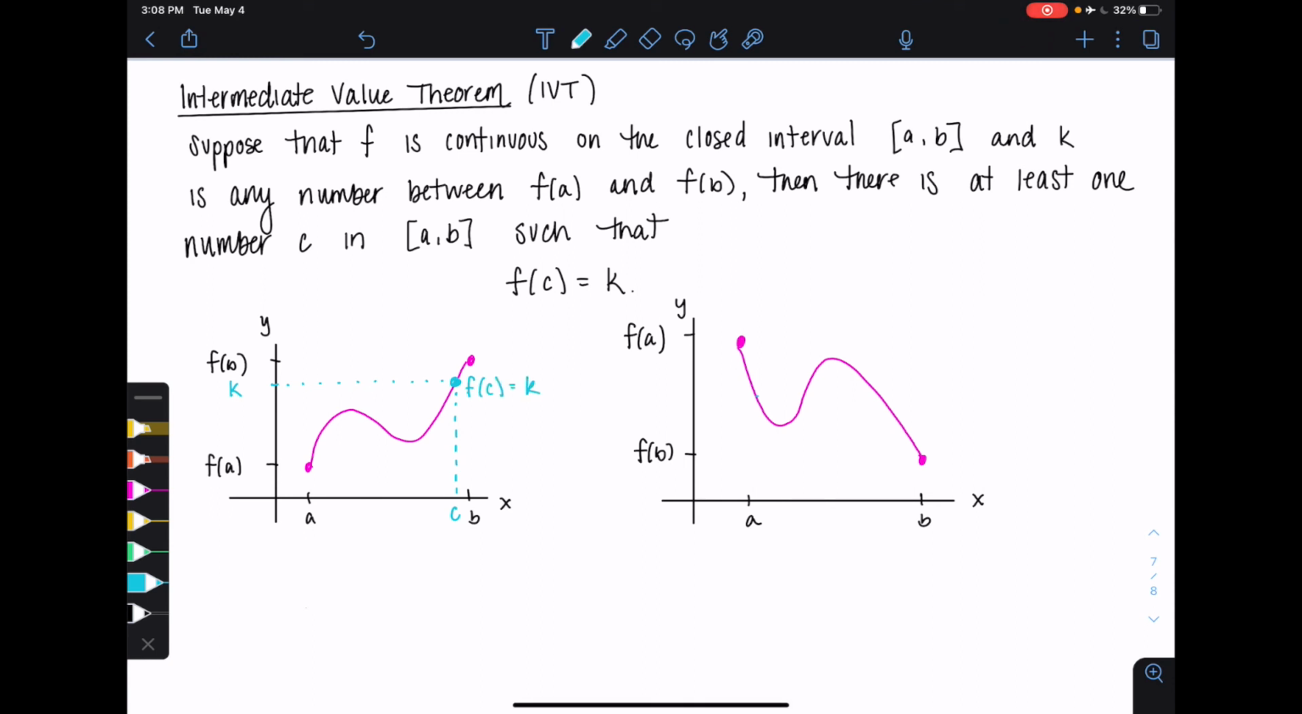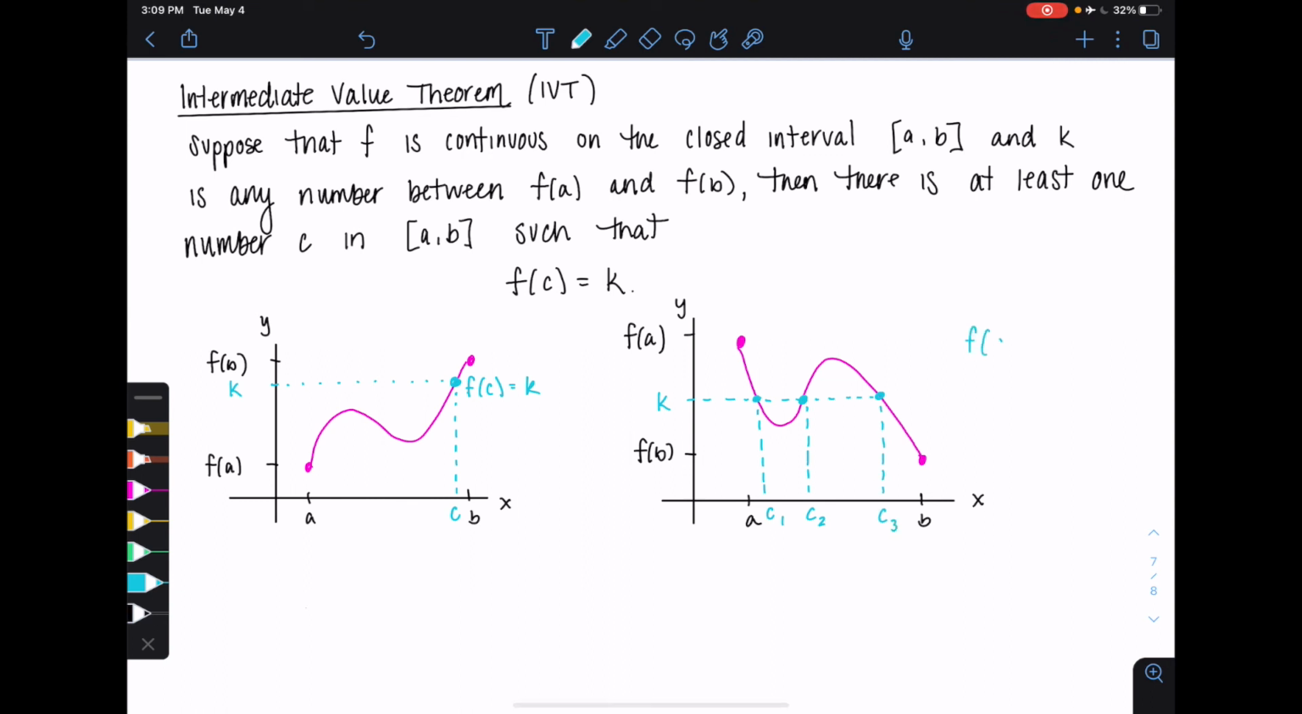Now if I pick a different function over here, and maybe I pick this value in between f of a and f of b, I am guaranteed at least one number that gives me k as an output. But really, there might be multiple. Here's another value that gives me k as an output. So we'll call that C1 and C2 now. And there's another number over here that gives me k as an output.